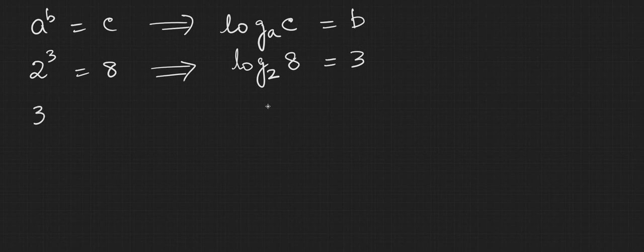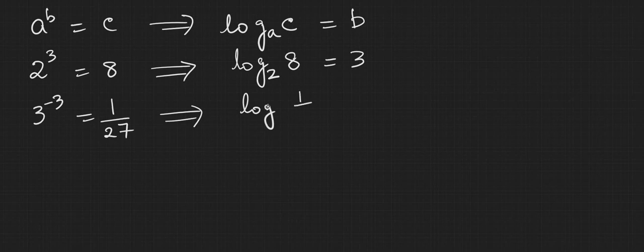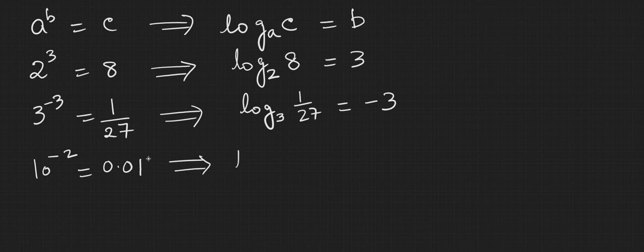We know 3 to the power minus 3 is equal to 1 over 27. So we can write this as log 1 over 27 to the base 3 equals minus 3. So if 10 to the power minus 2 is equal to 0.01, we can change that into log 0.01 base 10 equals minus 2.